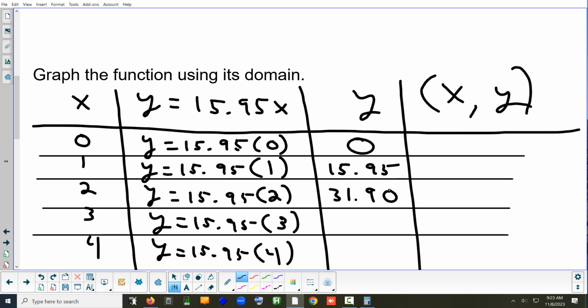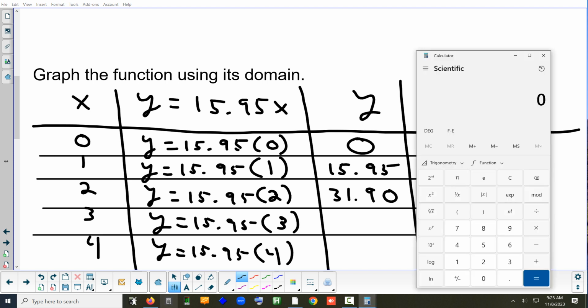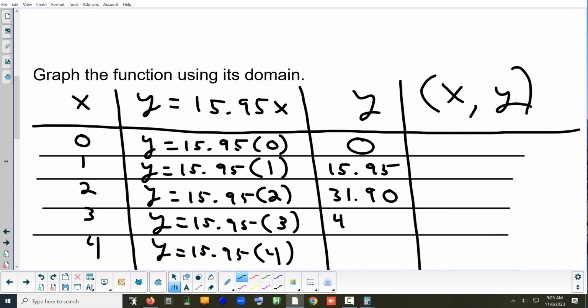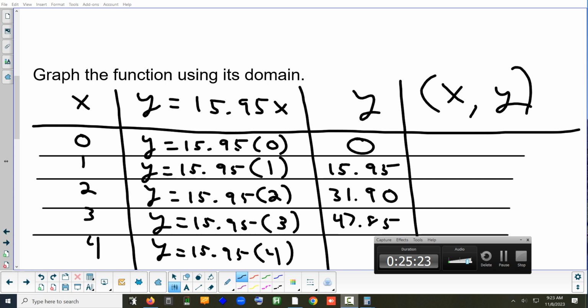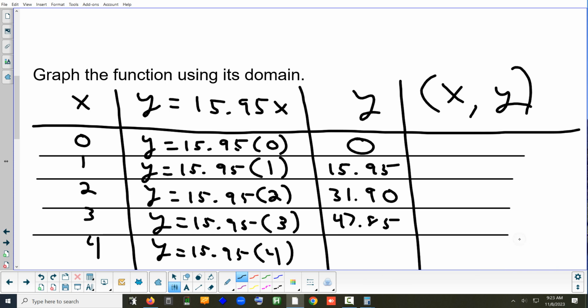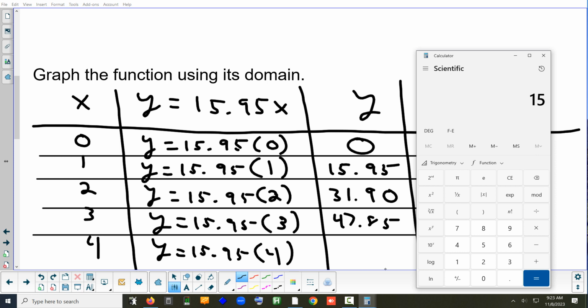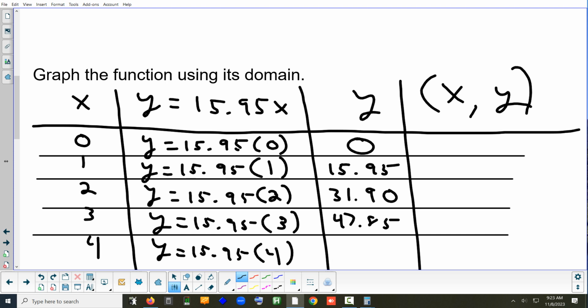Remember, with money, we always want to go 2 decimal places. So $31.90. And then $15.95 times 3. Let's see. That gives me $47.85. And then $15.95 times 4 tickets. That's $63.80.